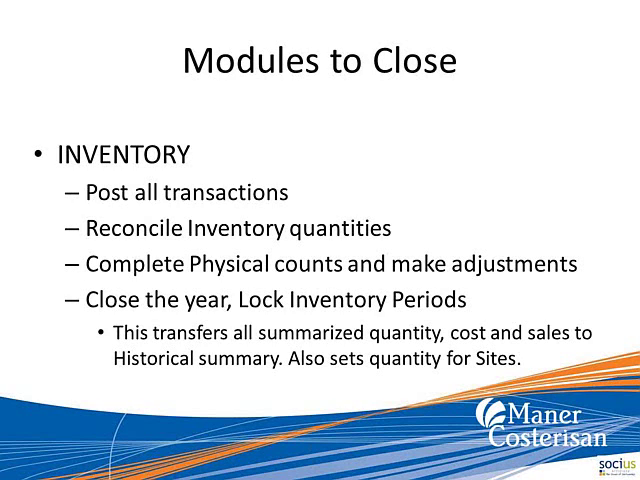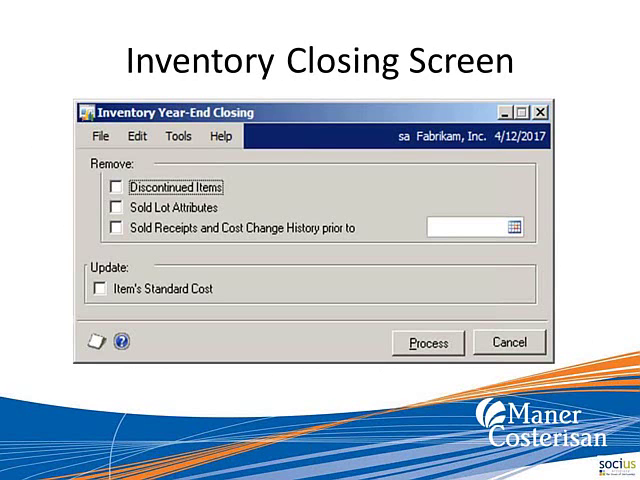So here we have inventory. Again, post all the transactions as part of your year-end closing process, reconcile inventory quantities, complete physical counts and make adjustments accordingly, and then close the year and lock down the inventory periods. So essentially what this does is that it transfers all summarized quantity, cost, and sales to what's called an historical summary. So you have the ability on a part number inside of inventory is going back and looking at the history on an item in terms of what's been bought over time, quantities purchased, quantities sold, quantity and dollars sold on each one of those items. Okay, and it is done on a per site basis.